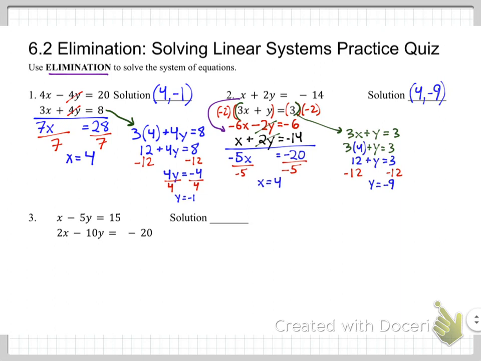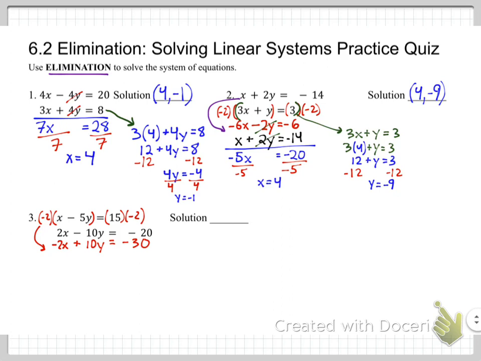For the third problem here, notice there are no variables that line up nicely, so I'm going to have to multiply something by something here. Let's multiply the top by negative 2. That way that x, negative 2x, will eliminate with the positive 2x. And when I do that, I want to rewrite it. I can just rewrite it right underneath there. That way I can have them lined up.